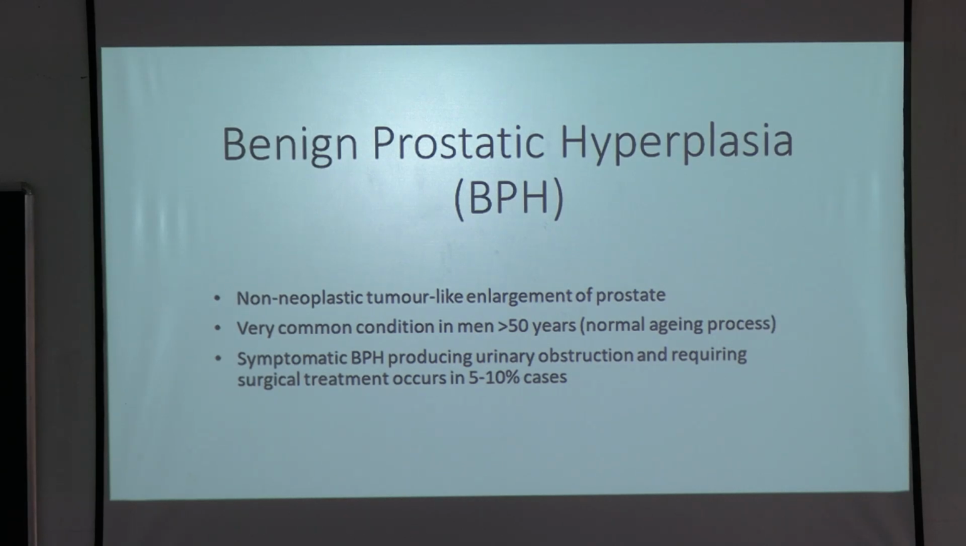Next comes BPH, which we call benign prostatic hyperplasia. So what is this? This is a non-neoplastic enlargement of the prostate, okay. It is a very common condition in males more than 50 years of age, and it is also considered a normal aging process, because above 50 years most of the males will have some or the other complaints, okay. A symptomatic benign prostatic hyperplasia produces urinary obstruction and requires surgical treatment in 5 to 10% of the cases, okay.